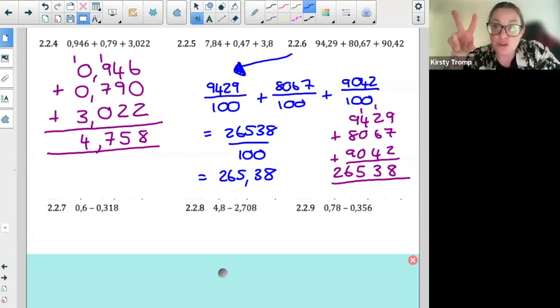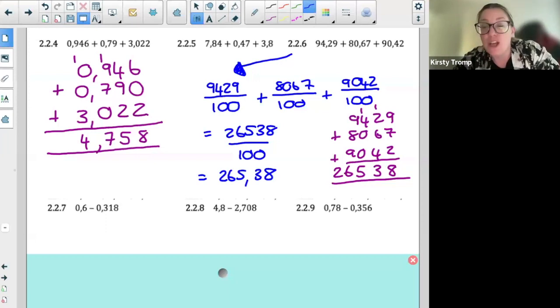So I've shown you two different methods tonight. The first method I showed you was the one where you convert it into fractions. The other method I showed you was the one where you can do it in columns. Whichever way you are comfortable with, you do it that way. It's up to you. That's the nice thing about high school maths. No one's going to say to you, you have to do it this way.